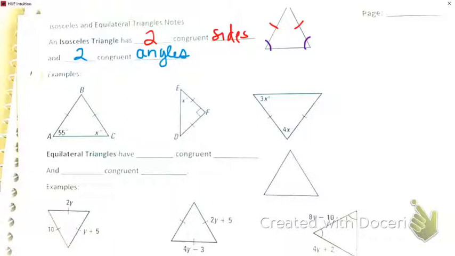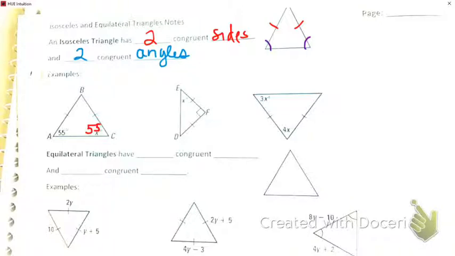Okay, so look at some examples here. So on that first example, I want to find x. What do these two sides right here mean when they have those two little lines? The sides are congruent. If the sides are congruent, the angles opposite are congruent, so what's x? 55.